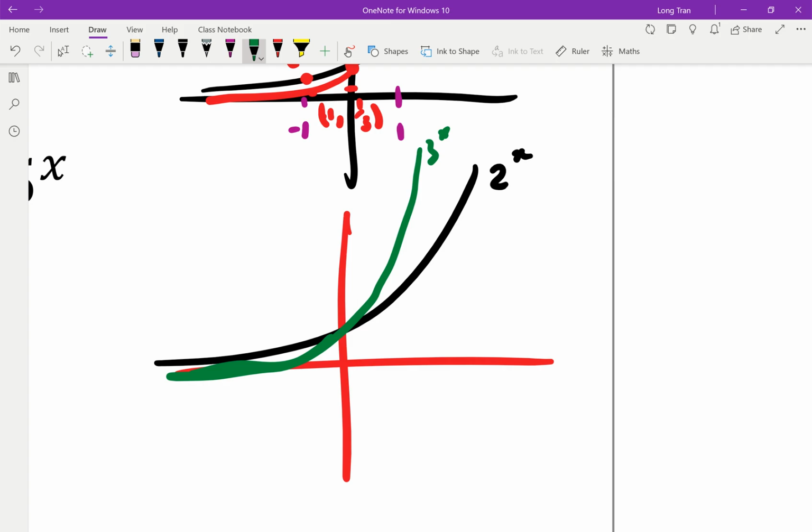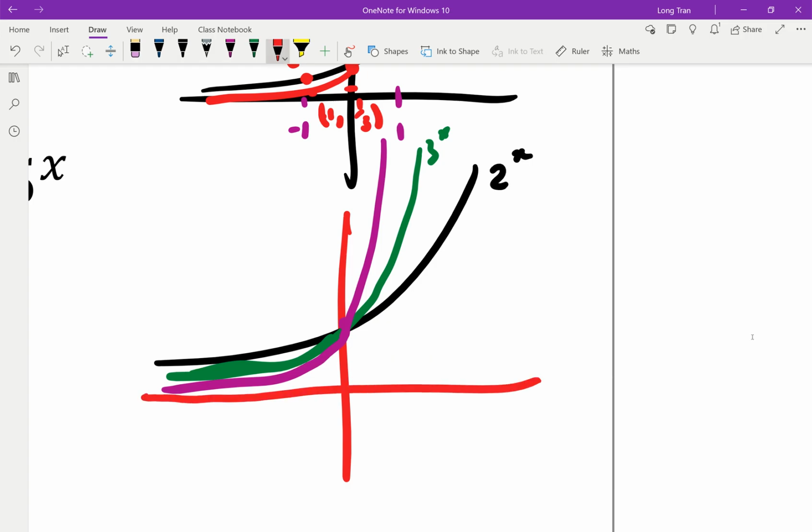So then when you go to 5 to the power of x, what you should expect is that the graph should be steeper than 3, but then smaller than 3. Sorry, that's a very bad graph there. I'm just going to fix that. There we go. That's what it should look like.